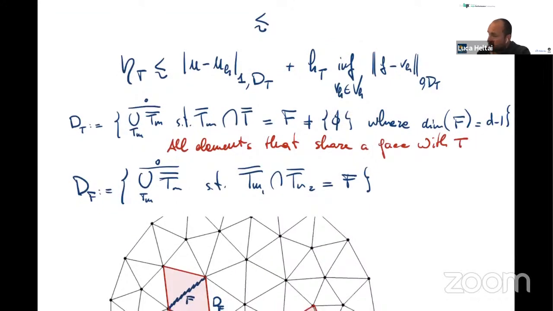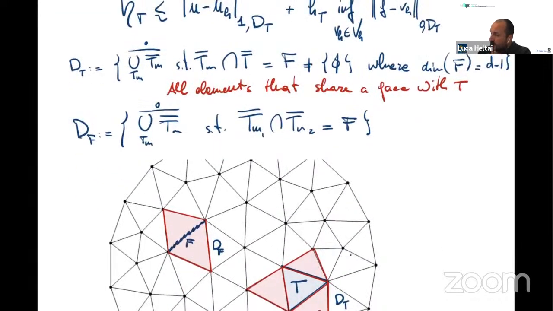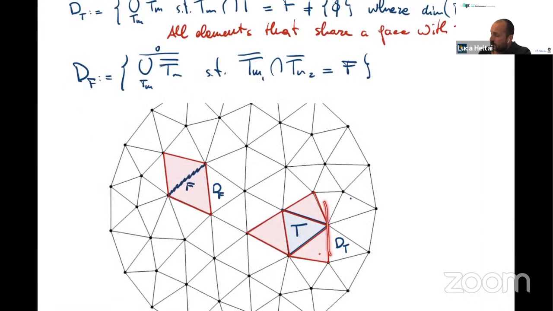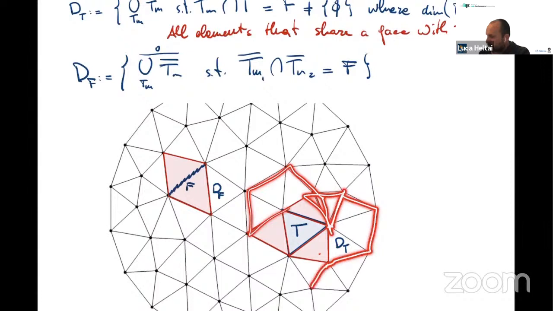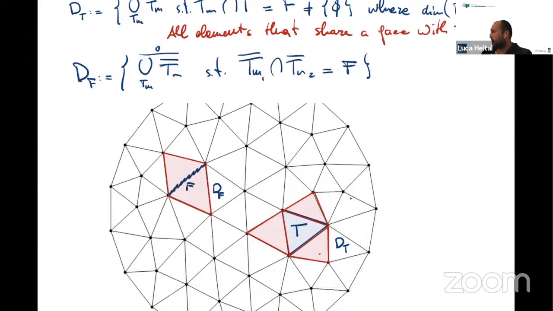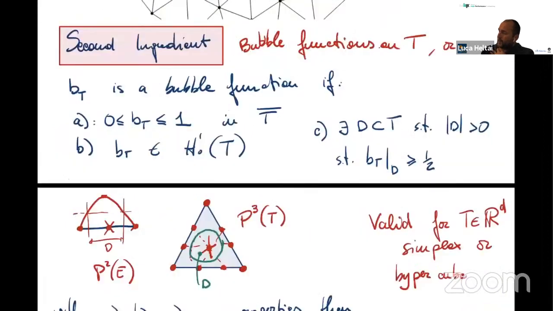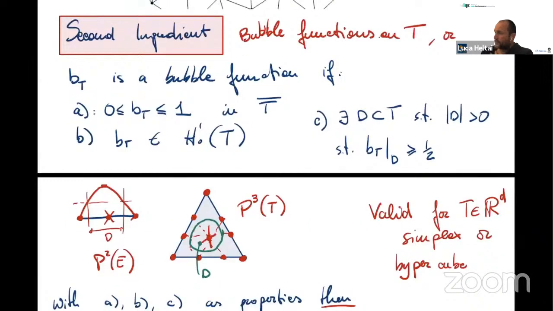Okay, and here we have very often the sets dt and the sets df, and by dt and df we mean all the elements that share a face with t. This is not the same as delta t. Delta t was all the elements that actually shared a vertex with t, and so this would include also all of these terms over here as well. So all of this would be included in delta t, while here dt only contains the one that share a face.